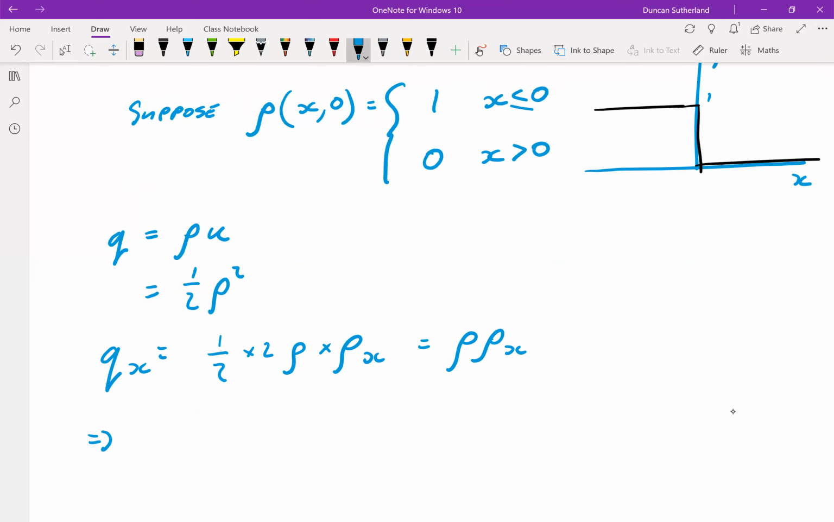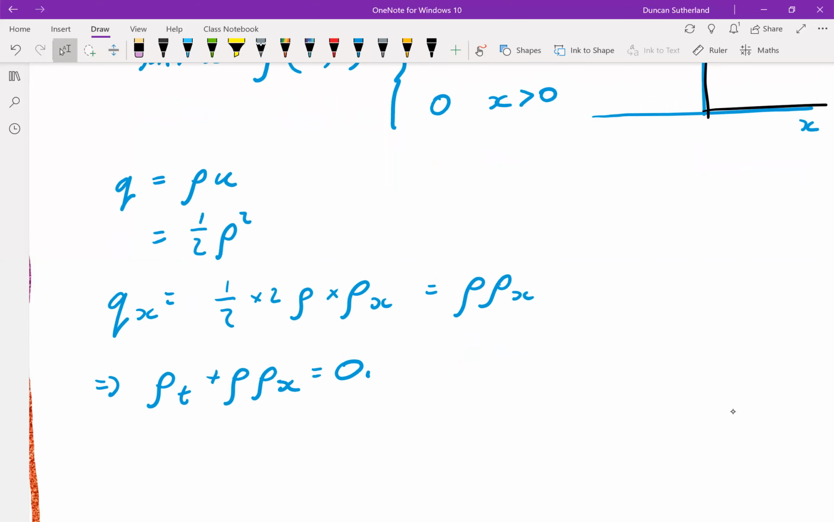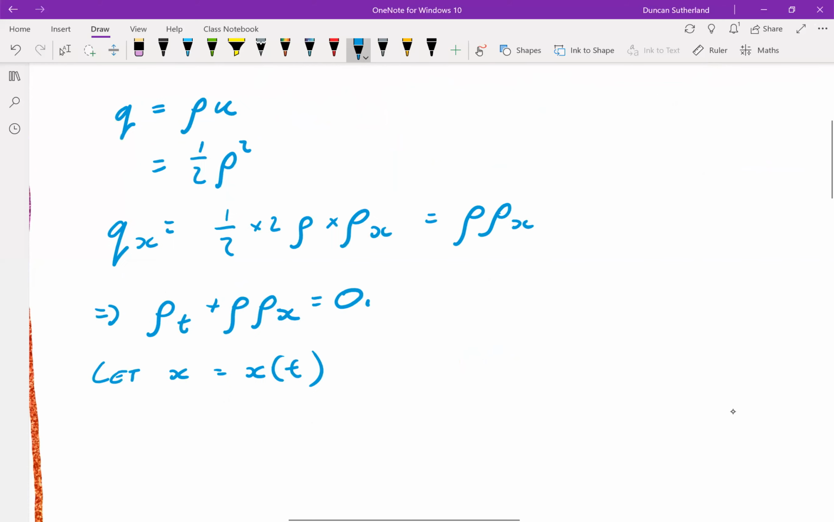And what we end up with is the inviscid Burgers' equation, actually, like so. Now, it's a quasi-linear first-order PDE. It's amenable to characteristics. Let x be a function of time, so we're following these characteristic curves.